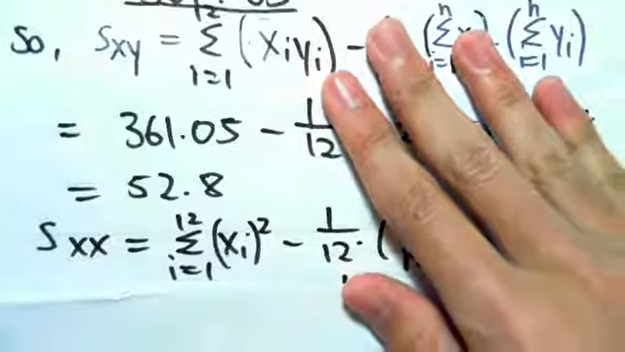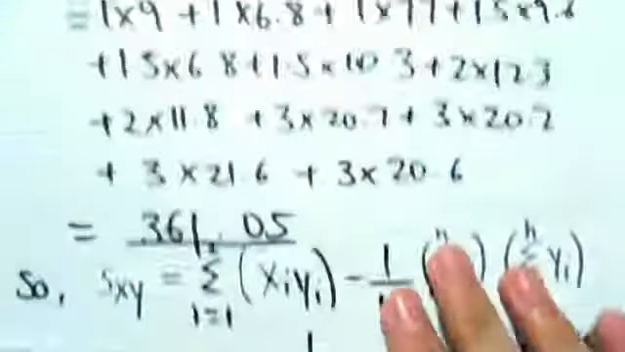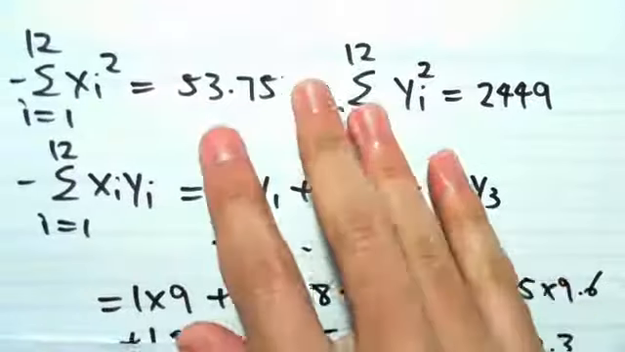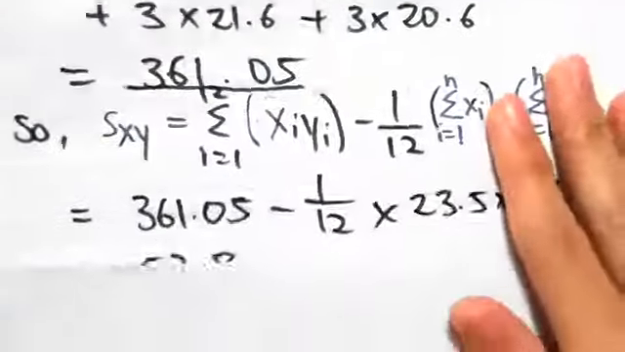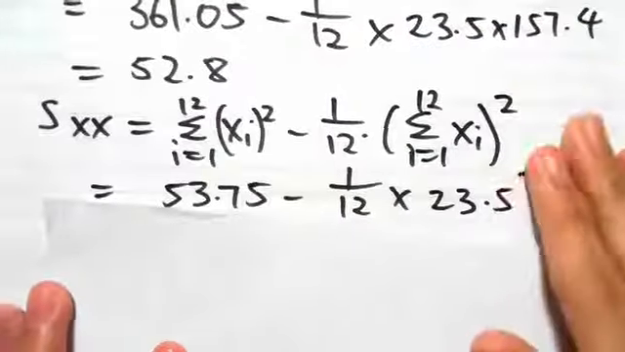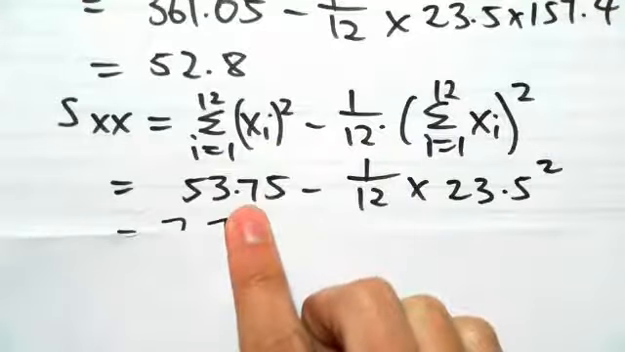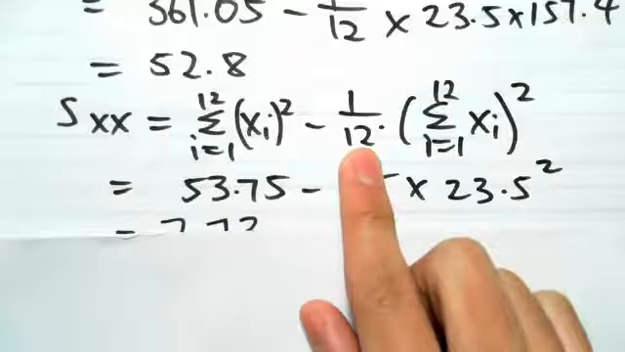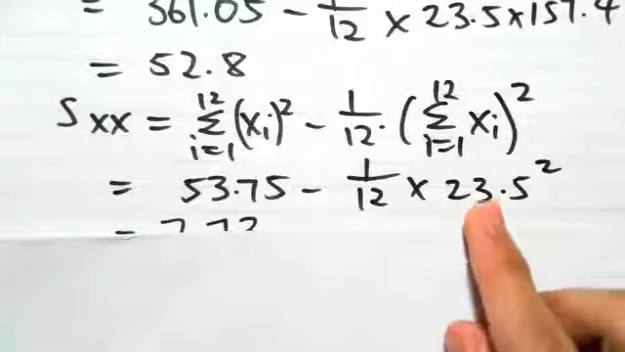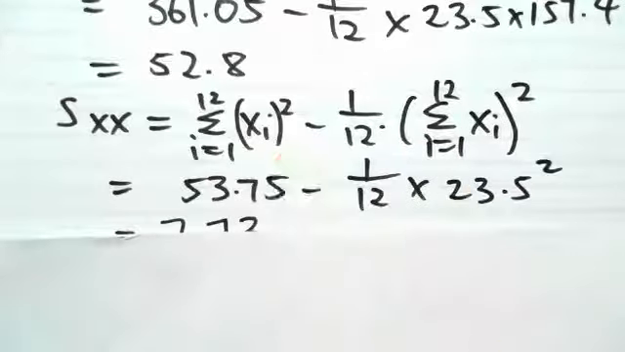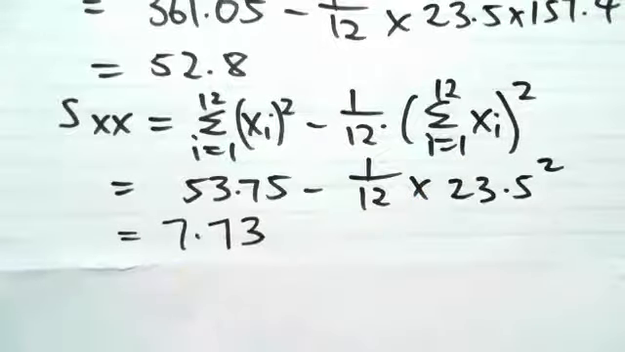Now let's find sxx, which uses this formula here. Summation xi squared, remember, was 53.75, minus 12, again 12 is our sample size, times the sum of xi, which was found to be 23.5, and we need to square this number because this is what the formula says. When you plug these numbers into the calculator, you should get sxx to be 7.73.